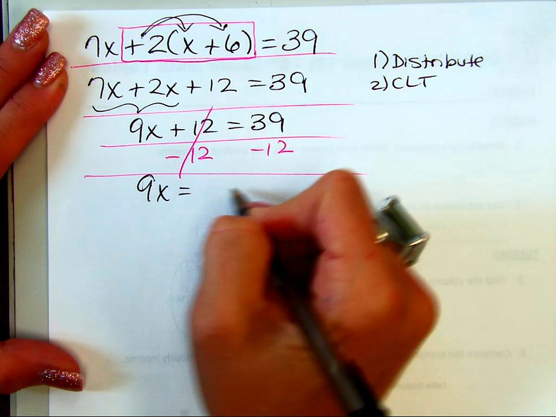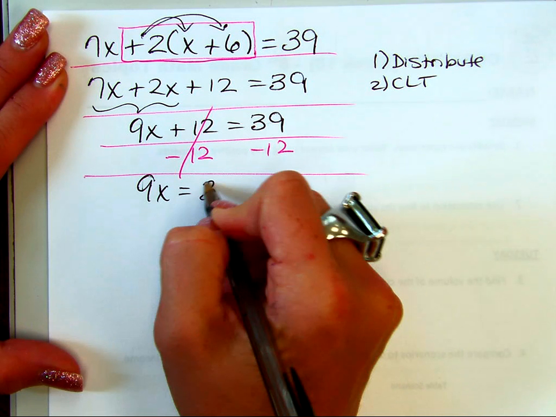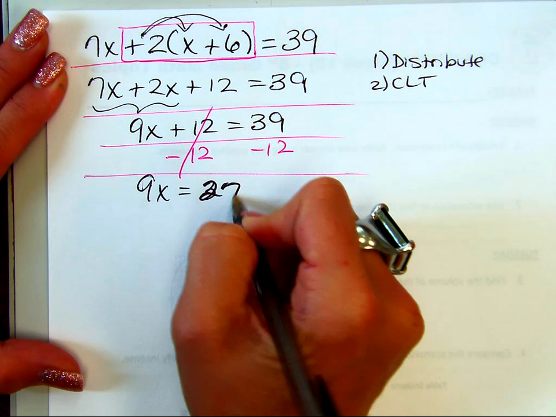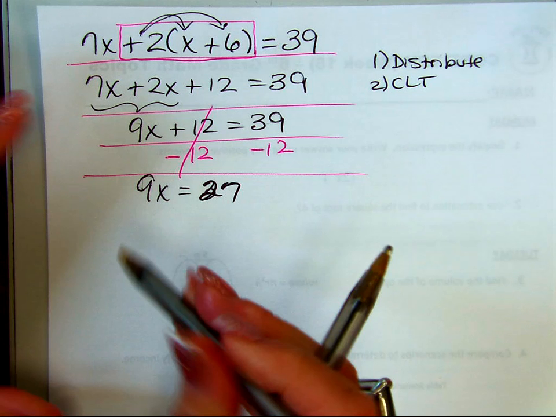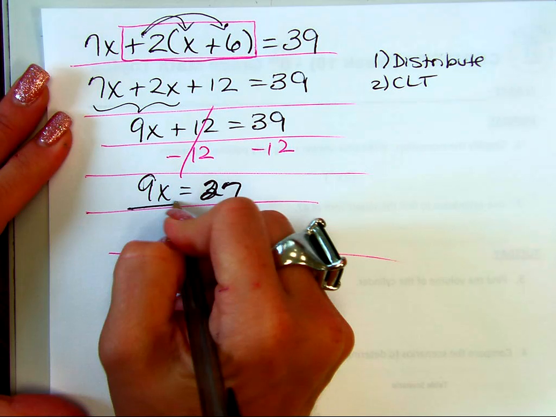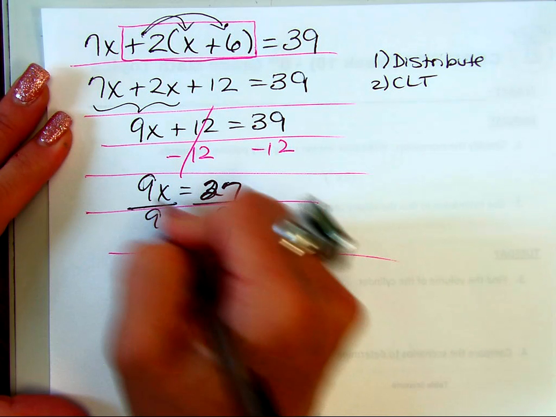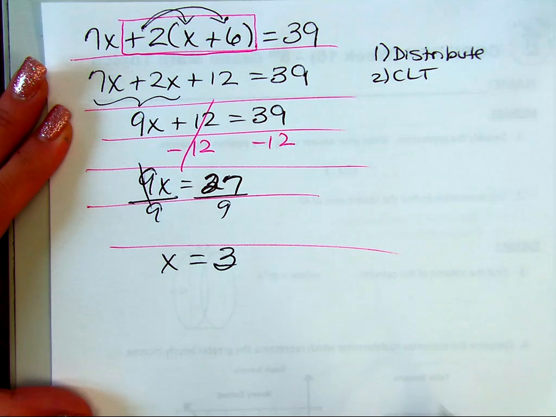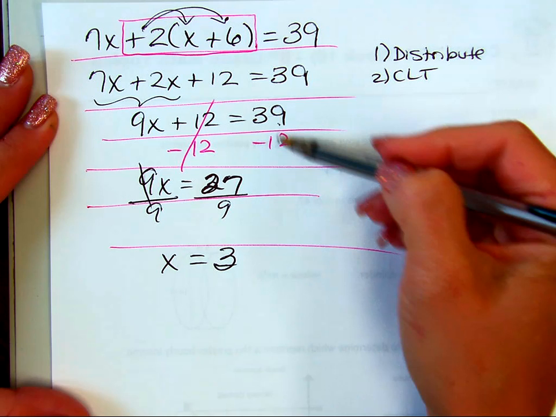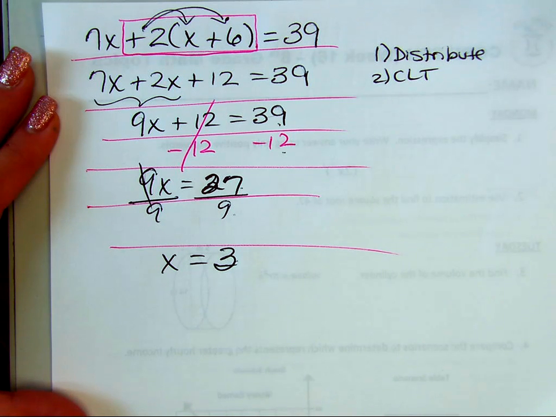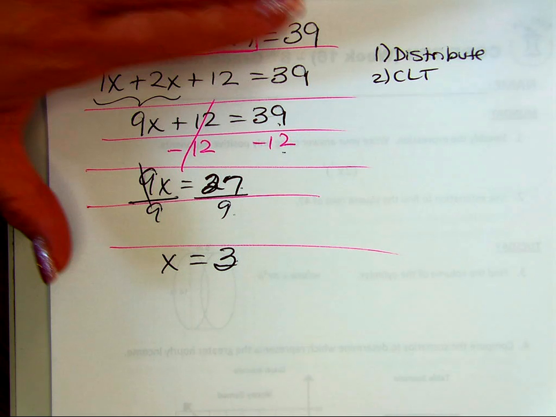This, cancel it out. I'm on another line. 9x is equal to 27, sorry. And a whole other line, and I'm still not done. When I divide both sides by 9, x is equal to 3. 1, 2, 3, 4, 5, 6, 7 lines.